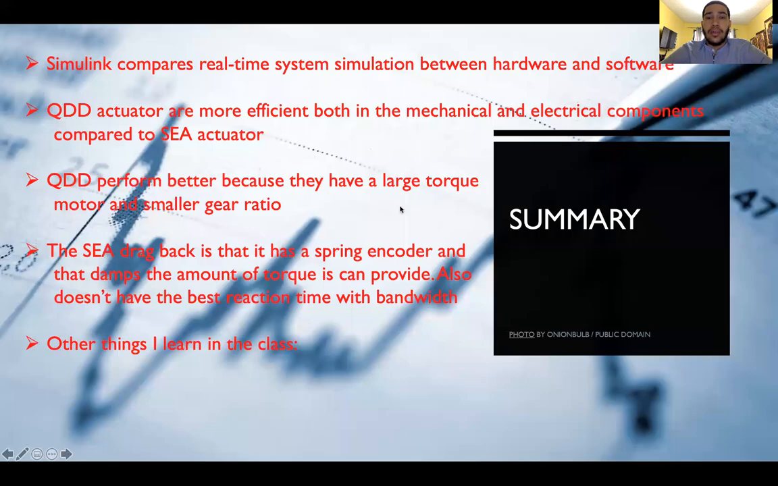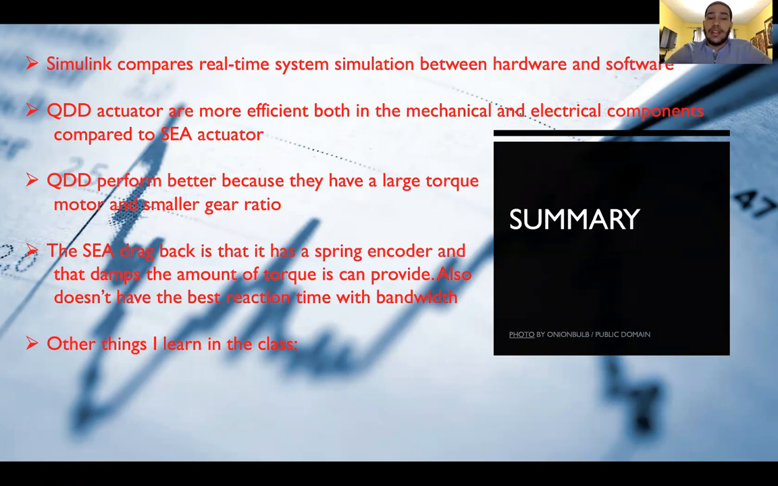So, a summary of what I learned. The presentation shows that simulations compare real-time systems between hardware and software. QDD actuators are more efficient in both mechanical and electrical components compared to the SEA actuator. QDD performs better because it has a large torque motor and a smaller gear ratio. The drawback of the SEA actuator is that it has springs, which dampen the amount of torque it's able to provide, and the bandwidth is also lower.